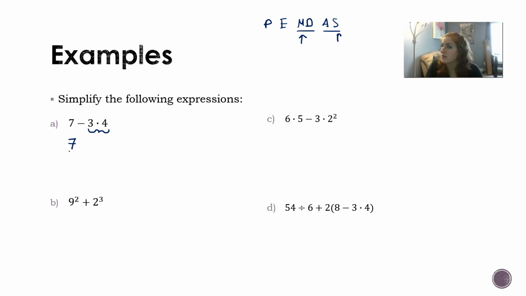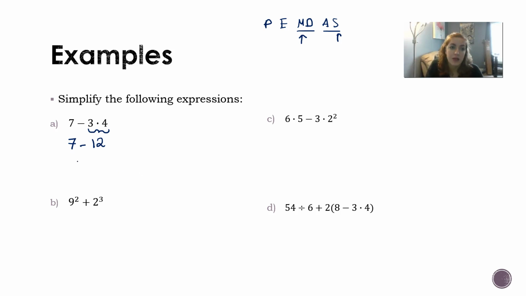So drop down the rest of the equation. I don't care about the rest of the equation. I just want to multiply these two numbers. 3 times 4 is 12. And then we can go ahead and subtract these. So 7 minus 12. You have $7. You're taking away 12 of them.